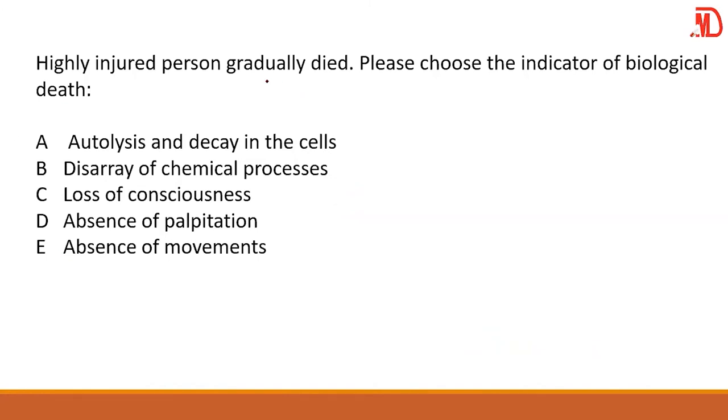A highly injured person gradually died. What is the indicator for biological death? So first of all, you must know that death is a process. So write these things. The first stage is what we call pre-agony. Second stage, the agony. Third stage, clinical death. That means that injury is reversible. Then we have the biological death, where injury is irreversible.